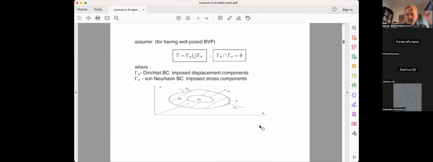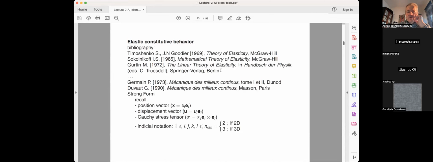This one I already commented on. As I said, the whole boundary should be the union of the boundary with imposed displacement and the boundary with imposed stress. And you cannot have both U and sigma imposed at each point. Otherwise, you don't have a well-defined problem. You have something maybe like contact or something like that. And gamma U, as I said, has to have at least 3 points for a 2D problem, or at least 6 for a 3D problem.